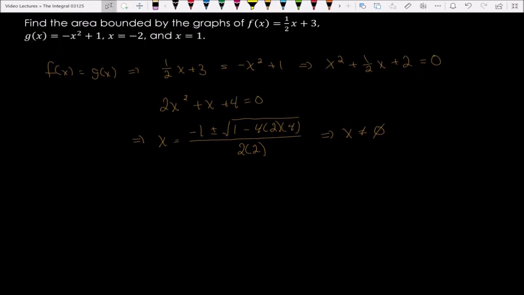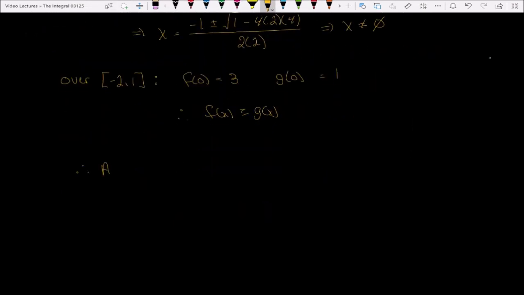Our interval is negative 2 to 1. We have to determine whether f or g is larger. Pick any value between negative 2 and 1. The easiest value in there is 0. f of 0 is going to be 3. g of 0 is 1. Therefore, f of x is the larger function over this interval.